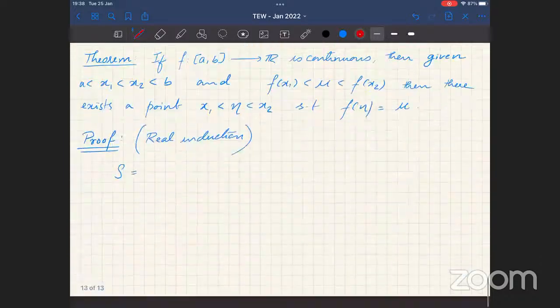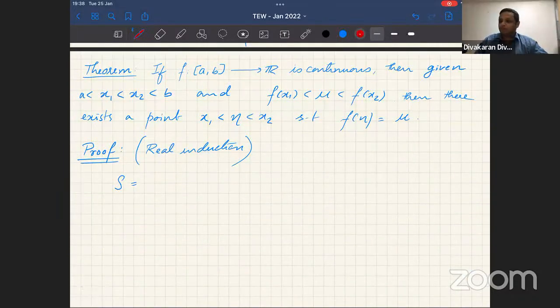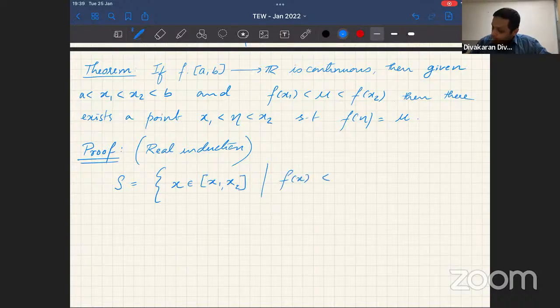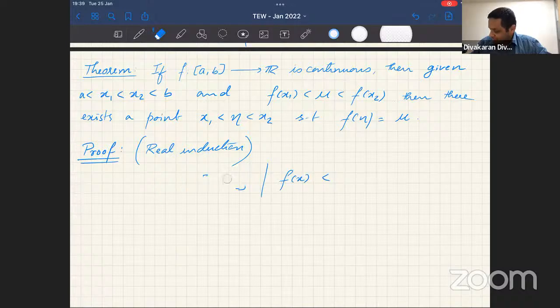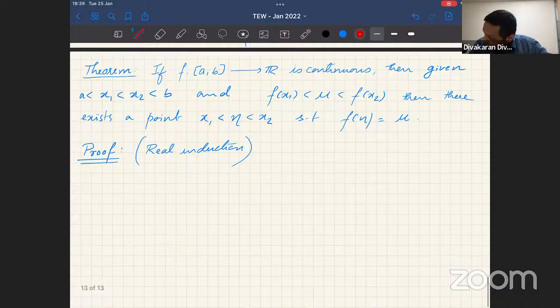Okay, so let's go through the proof properly. I'm going to define a set first. What is the set that I'm going to define? I'm going to look at the set of all x in the interval [x1, x2] such that f of x is less than... before that I have to do one thing. Okay, I've already done that. I've already assumed that f of x1 is less than f of x2.